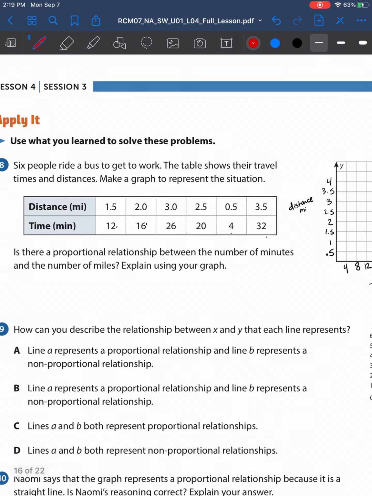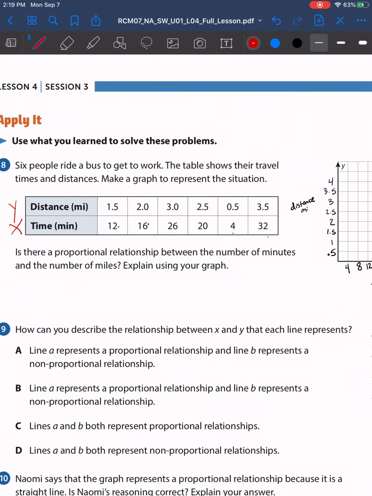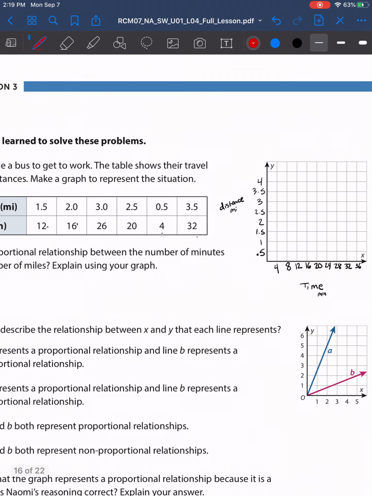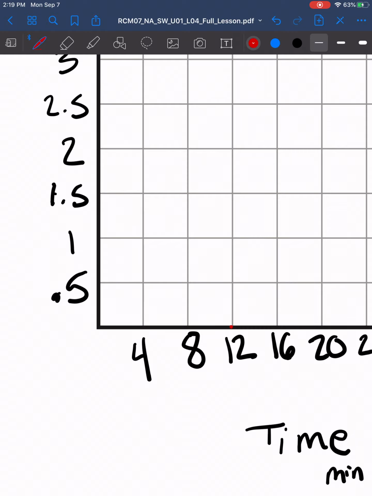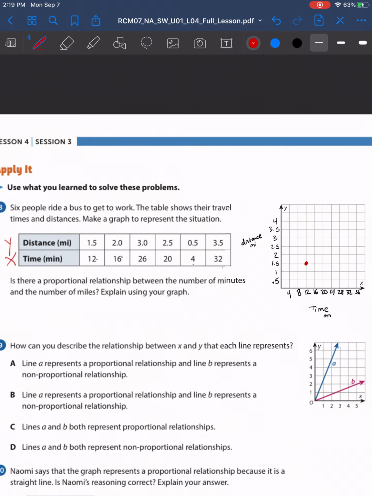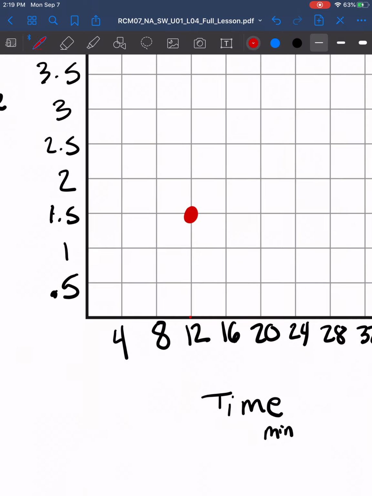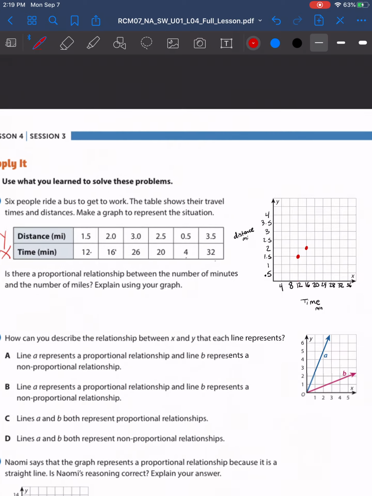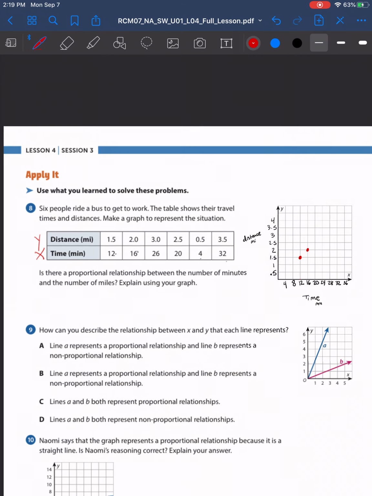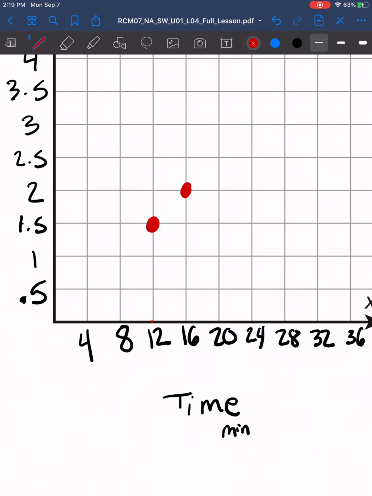Okay, now that we got our scales, we can go plot some points. Let's do the first one. Remember, this is our x's and this is our y's. 12, 1.5. So go to 12 and then go to 1.5. So here's our first dot. And then 2, 16. So we'll go to 16, go up 2. Then the next one is 26, 3. Go to 26, so it's going to be in between here. And then go to 3, right here.